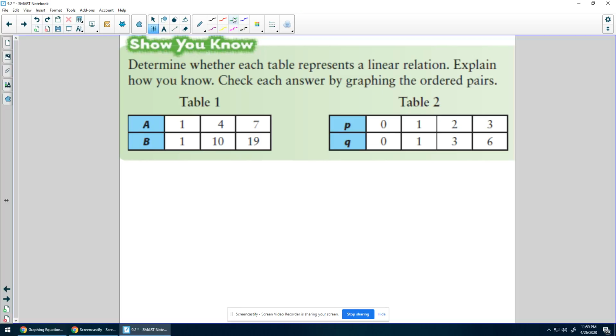Table 1. This is going up by 3, up by 3. This is going up by 9, and this is going up by 9. Right off the bat, our A value is consistently going up by 3. Our B value is consistently going up by 9. Is this a linear relation? Yes, it is linear.